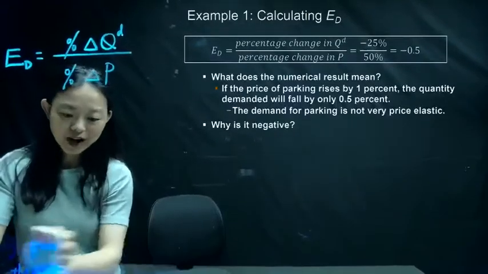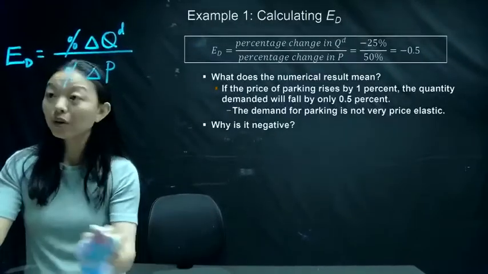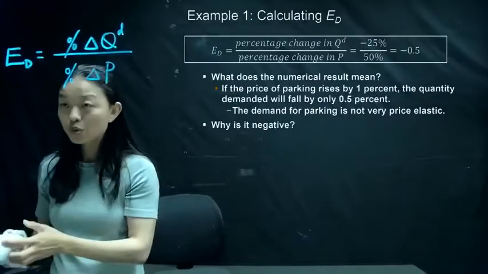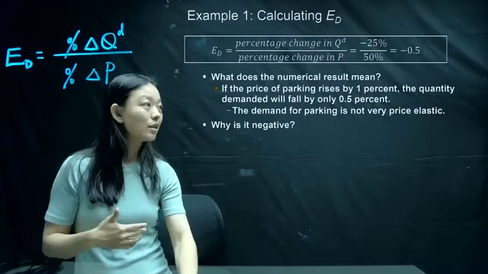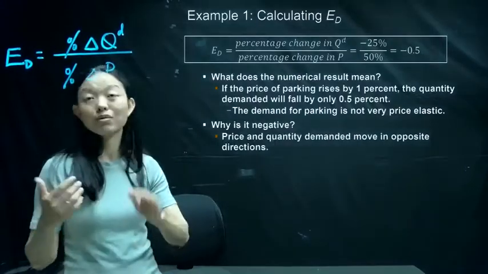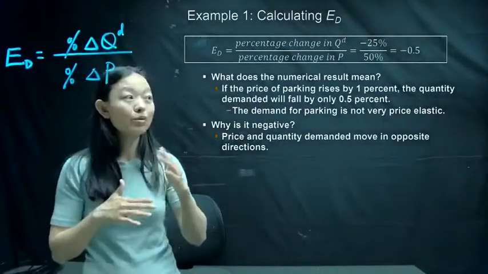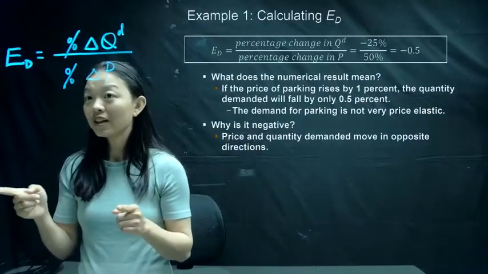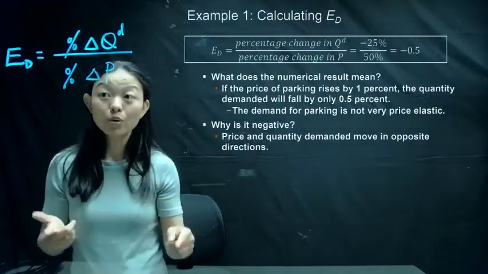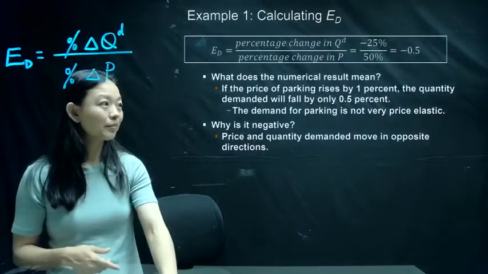Actually, this negative comes from the law of demand. It tells us when the price increases, the quantity demand will decrease, right? So this negative actually means the price and quantity demand move in the opposite direction. And this also determines that the demand curve should be downward sloping, right?